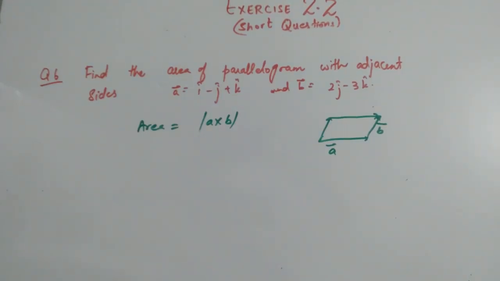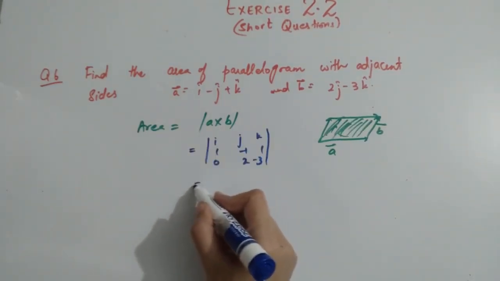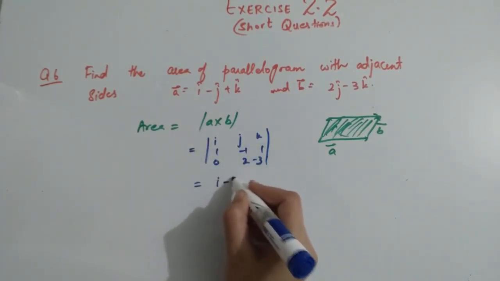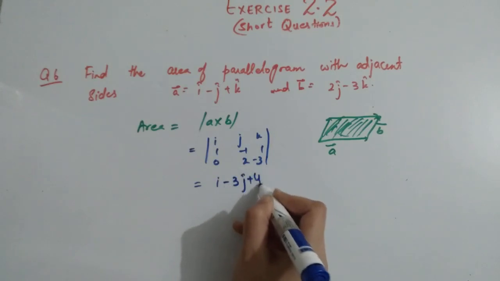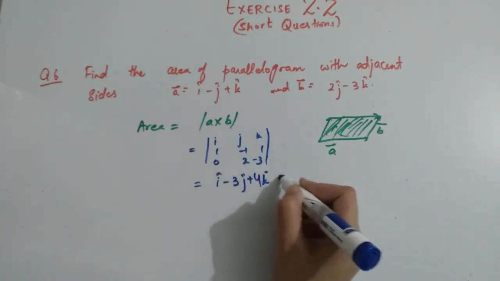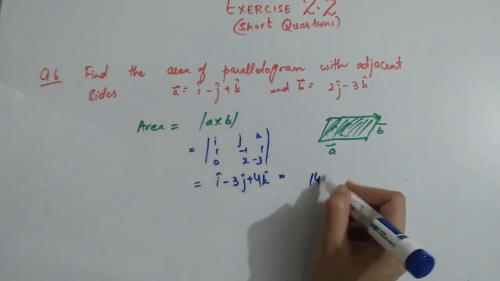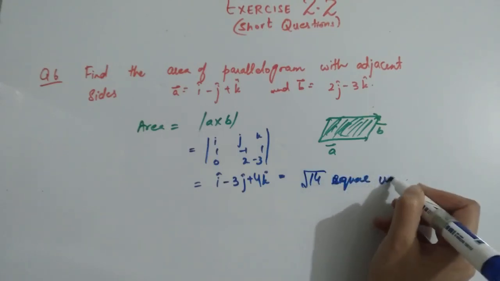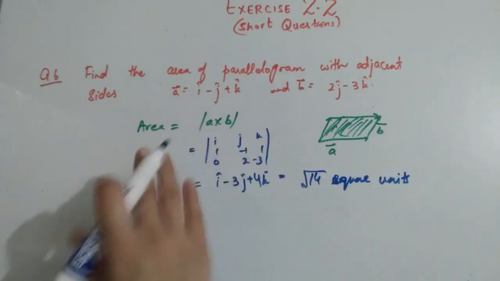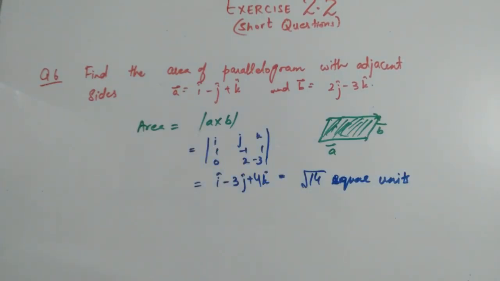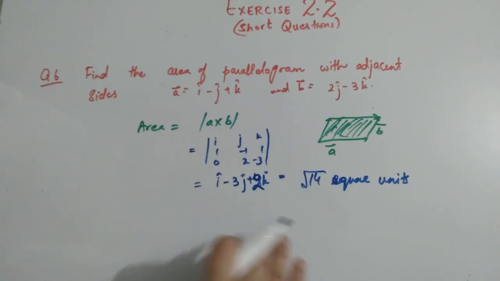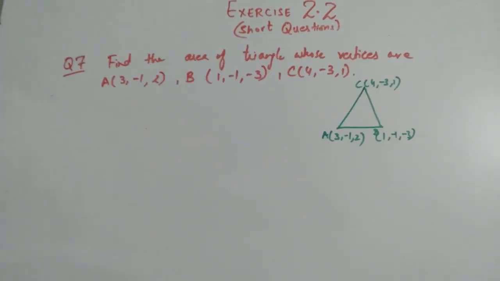So after expanding it and taking the magnitude, after expansion you will get i minus 3j plus 4k, and after taking its magnitude you will get the answer as square root 14 square units, because the area is always in square units. So it is here 2k, just correct it. In question number 7 you are given 3 vertices of a triangle in which you have to find the area of that triangle.